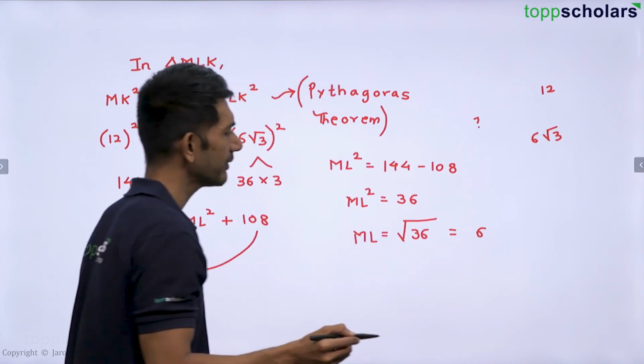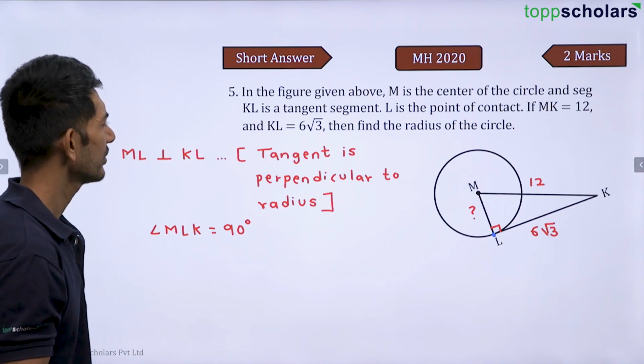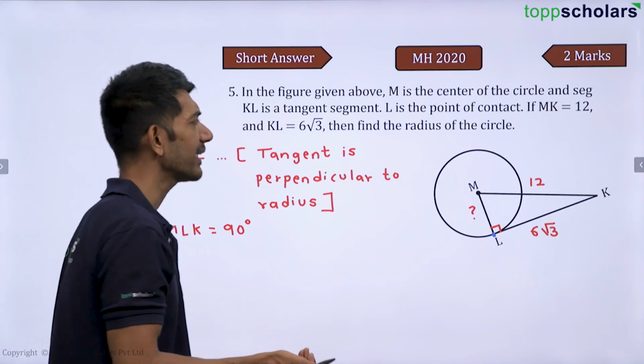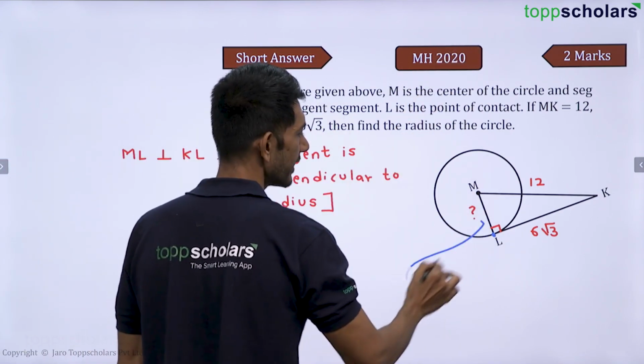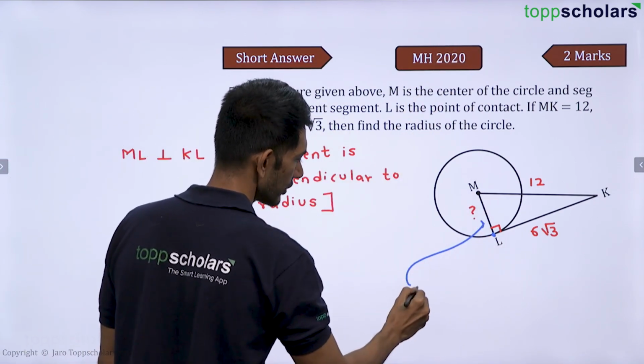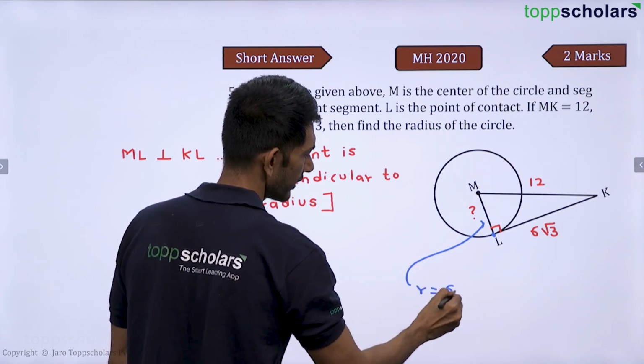Is it in centimeters? We need to check. No, it's not in centimeters. So yes, we'll keep the final answer as it is. So the radius, ML itself is the radius, right? So the radius is equal to 6 units.